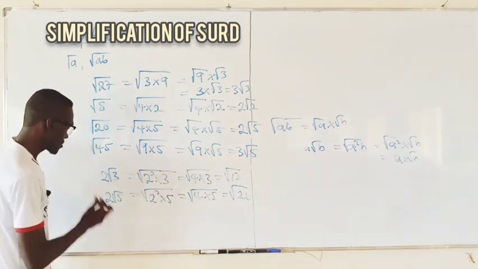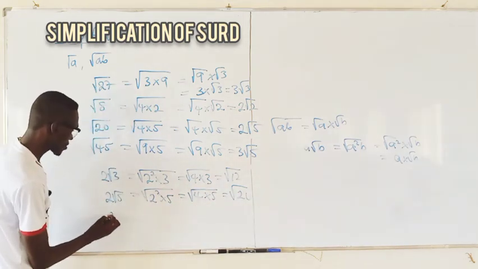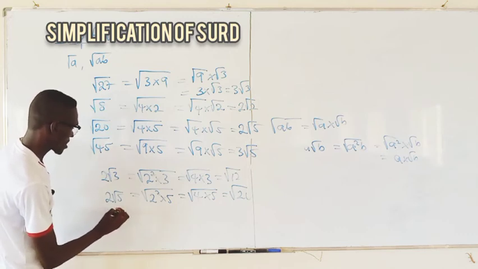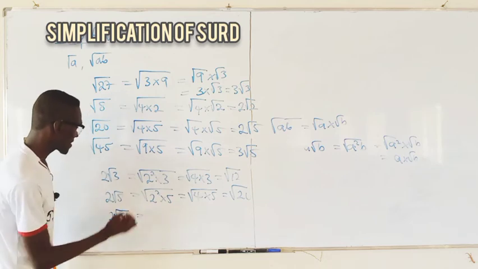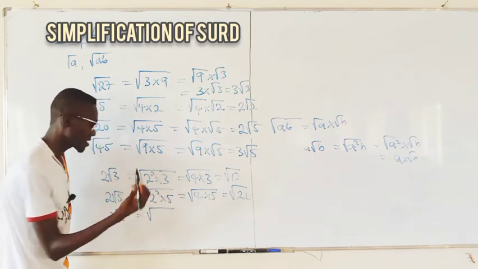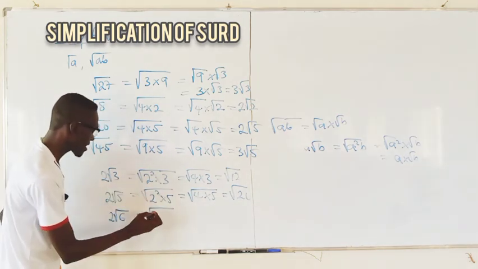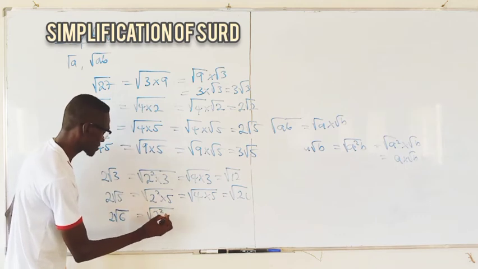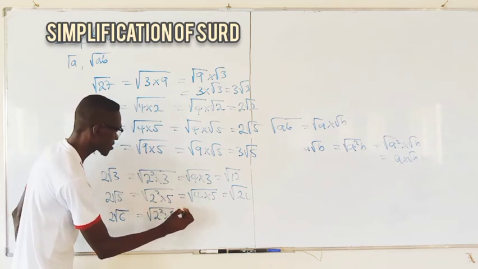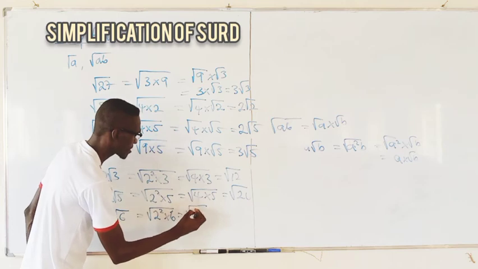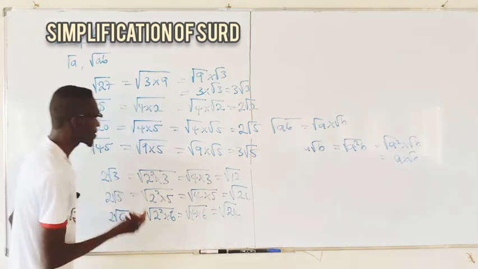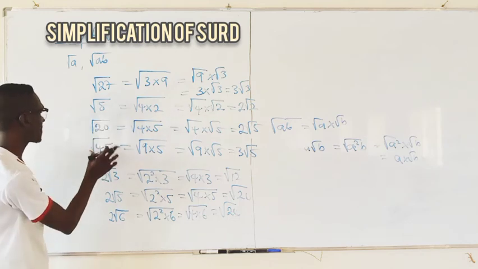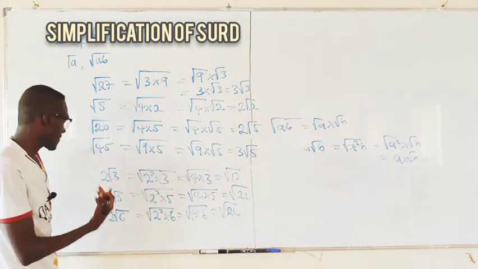One more example. Let's say we want to simplify 2 root, let's use 6. 2 root 6 is the same thing as saying square root of, what's the process? Remember, what is outside, that's 2 squared, then times what? 6, which equals square root of 4 times 6, which equals square root of 24. So we have 1, 2, 3, 4 examples for this.